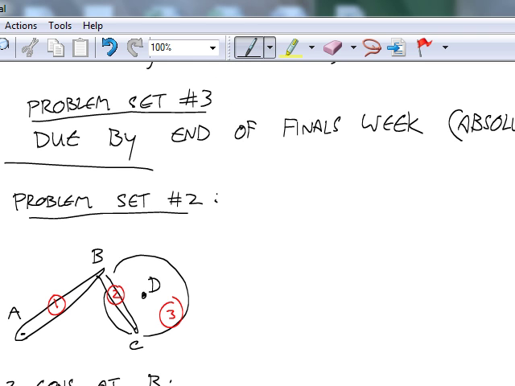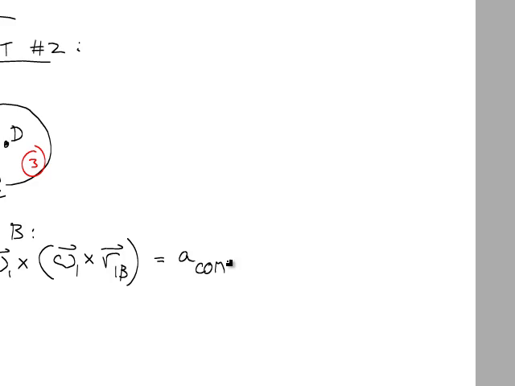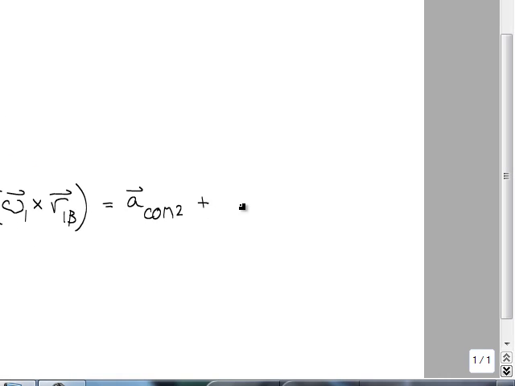So acceleration of the center of mass of 2 plus alpha 2 cross R2B plus omega 2 cross omega 2 cross R2B. Okay, so that's 2 equations saying that these 2 members have to stay together at B.